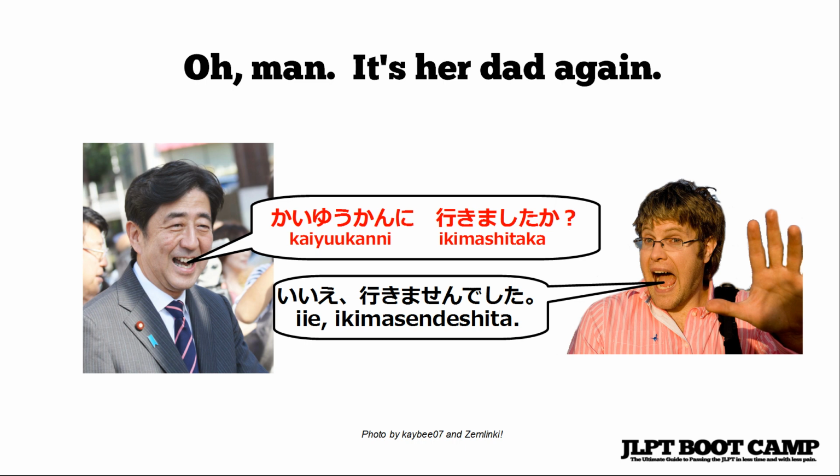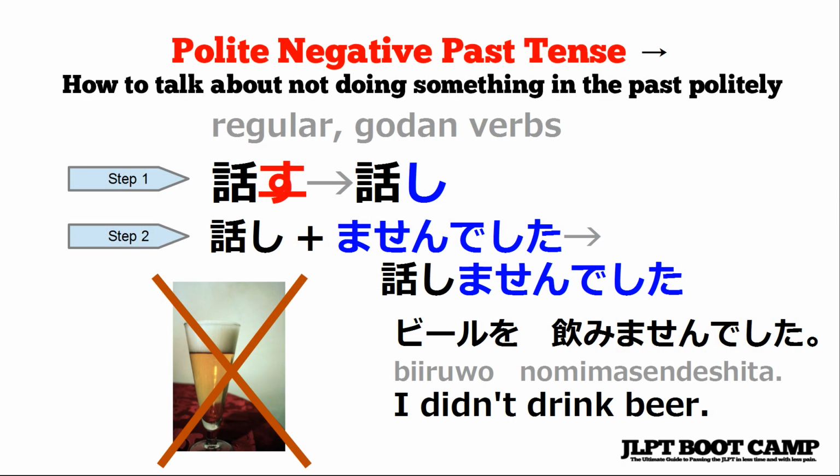It's a giant aquarium here in Osaka. And you answer, "Ie, ikimasen deshita." I didn't go to the aquarium, the giant Kaiyukan. And this is the negative past tense, polite past tense. You have to change, again, hanasu to hanashi. You have to change the final kana to the e row of kana and add masen deshita. So for hanasu, you have hanashimasen deshita. For example, biru o nomimasen deshita. I didn't drink beer at the party or whatnot.